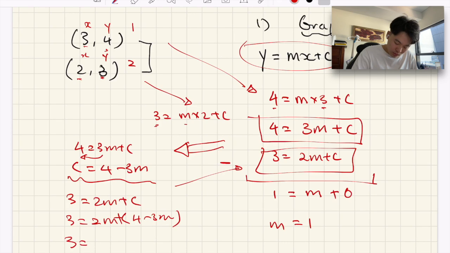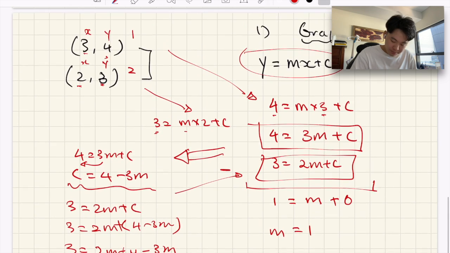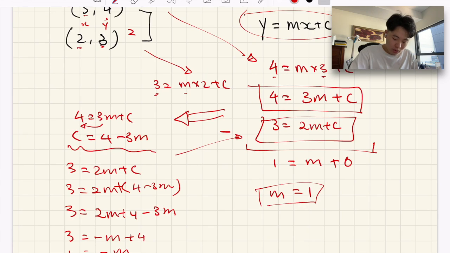So 3 is equal to 2m plus 4 minus 3m. 3 is equal to negative m plus 4. Negative 1 is equal to negative m. So m is equal to 1. Okay? So that was an annoying way, but same thing, you see. This one is through elimination, and the other one was through substitution. So these are the two ways to solve a simultaneous equation.